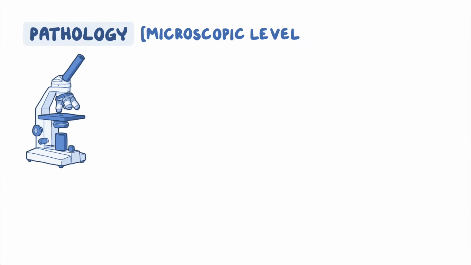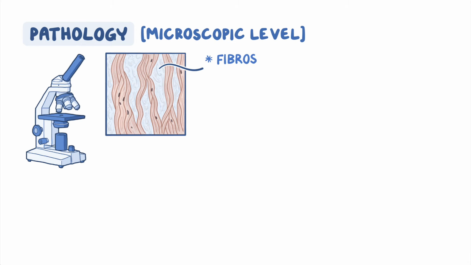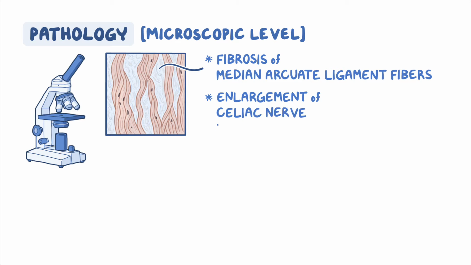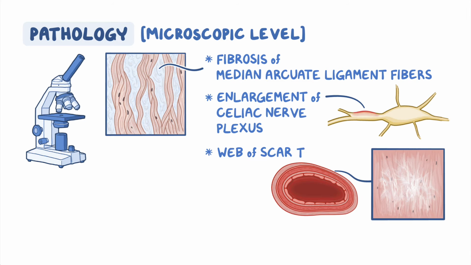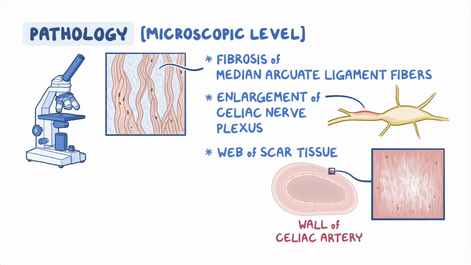At a microscopic level, MALS shows fibrosis of the median arcuate ligament fibers, enlargement of the celiac nerve plexus, and a web of scar tissue within the wall of the celiac artery.